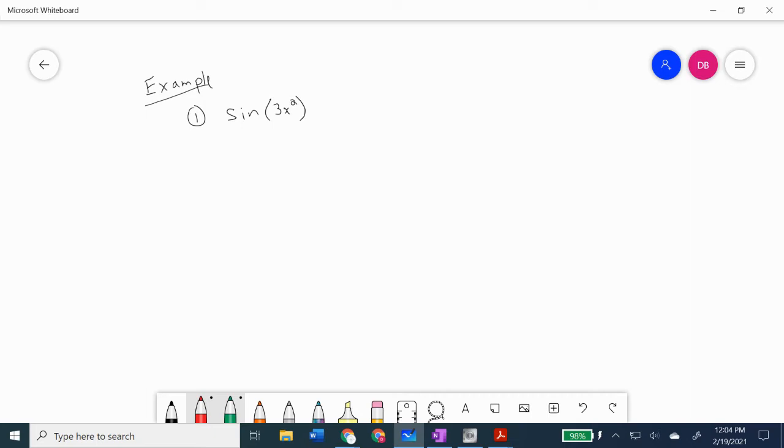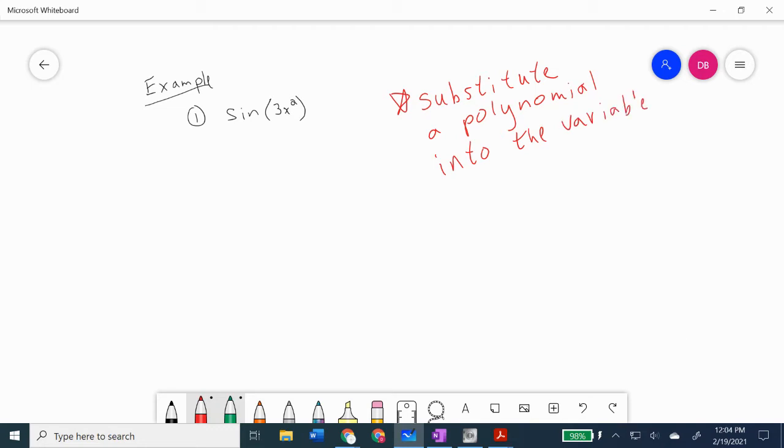So here's what you're going to do. You can substitute into the variable of your power series any polynomial function. Substitute a polynomial into the variable of the known series.